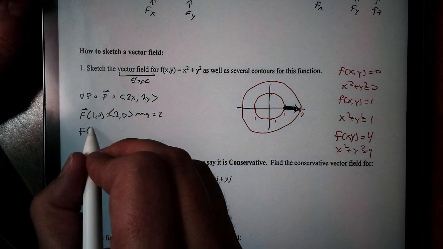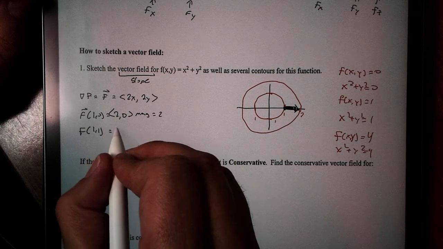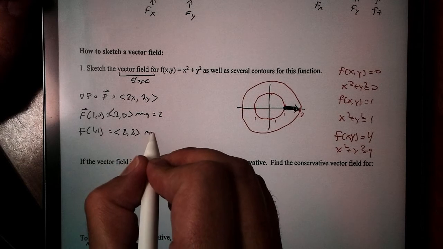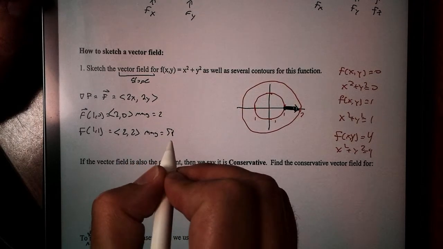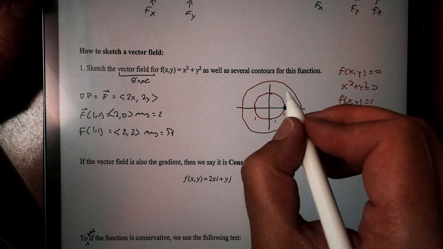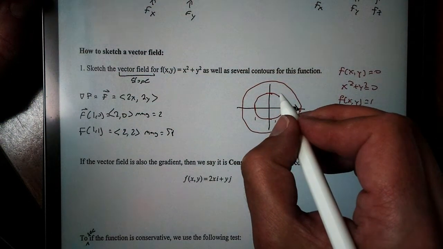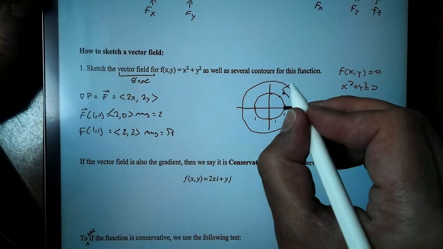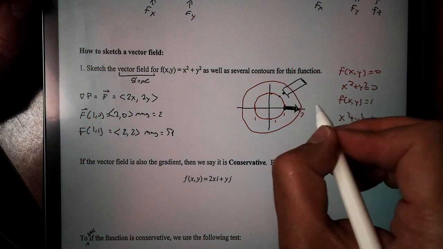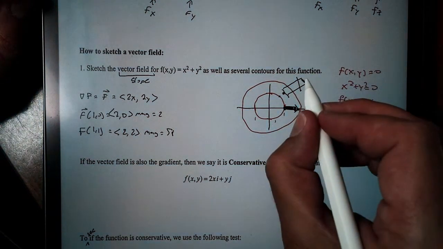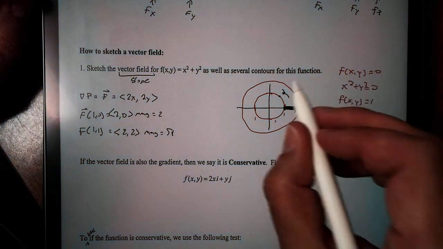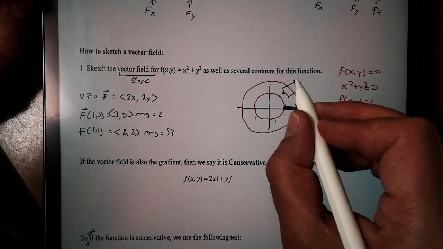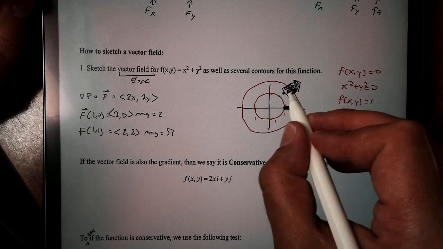f of 1, 1. If I do f of 1, 1, that's going to give me 2, 2. Remember, this has a magnitude of square root of 8, which is almost 3. So over here at 1, 1, it's going to be a little bit thicker, so I'll make it a little bit wider. Oops, sorry, try to make it the same length. There we go. And we'll have an arrow. I think next time I should just do length.